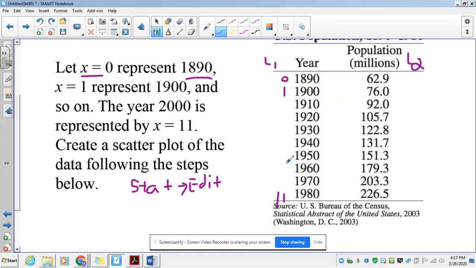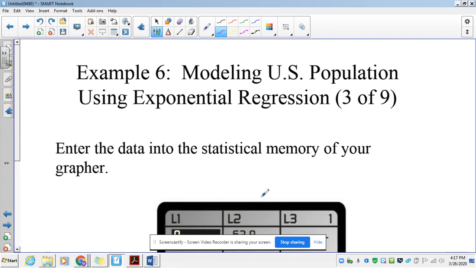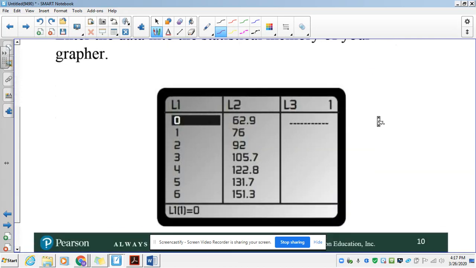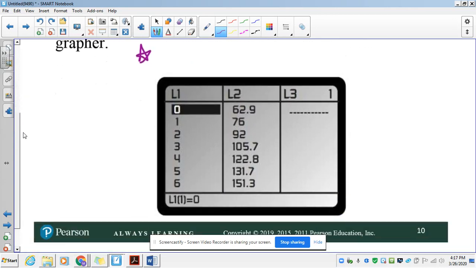Pause the video if you want to see this data. Okay, so some of you may have paused this so you could put it in. Great. Welcome back then. Now just take a look and make sure this is how your calculator looks. This would have been your stat and then hit edit. Okay, pause the video again if you still do not have your calculator set up.